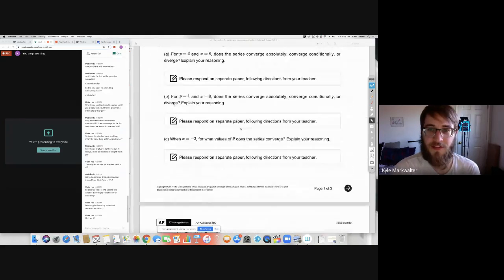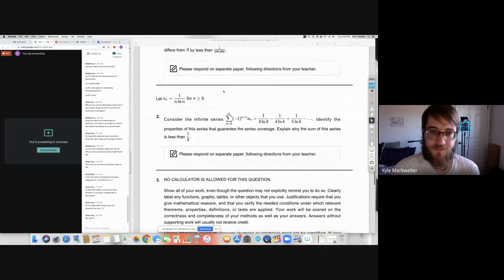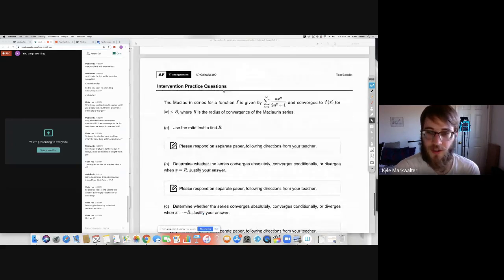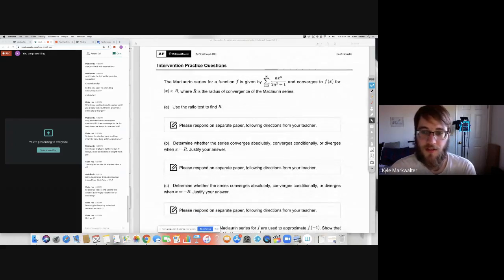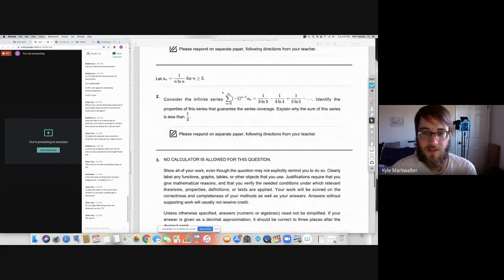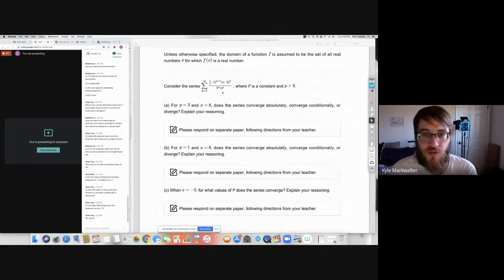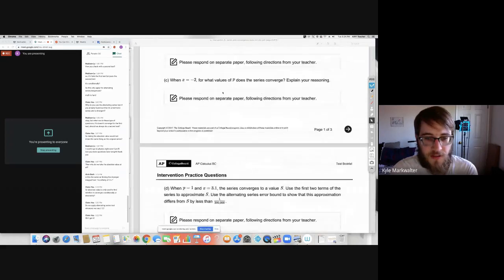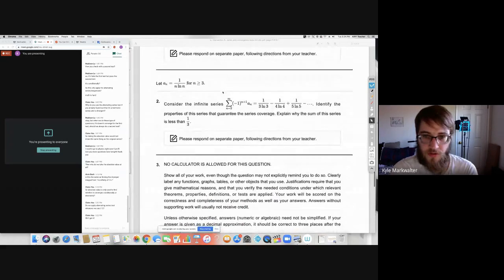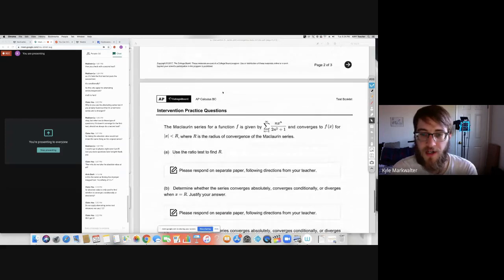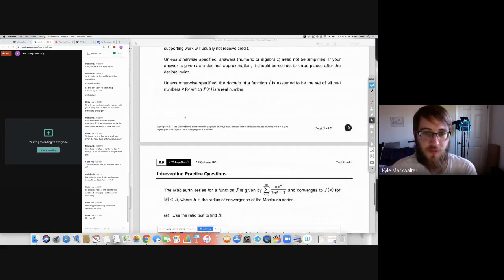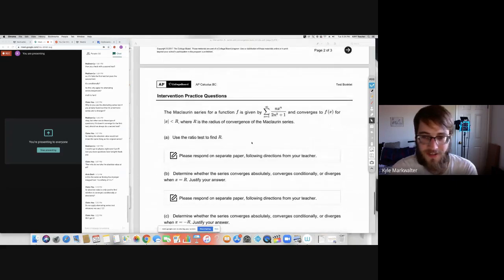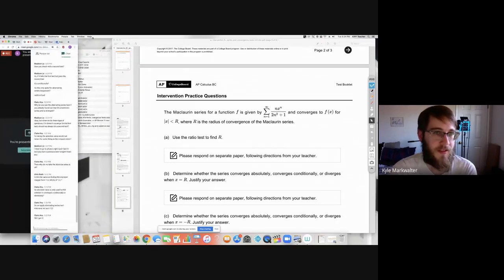Okay, what's a good one? Let's go to 3. I know it's hard to tell. 3A, the one that's at the top of that last page. Let's do 3A. See what it tells us.